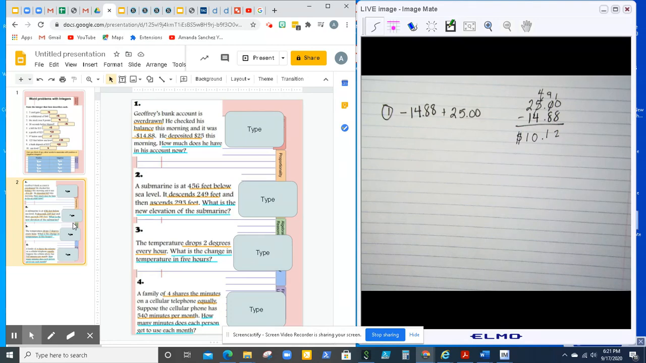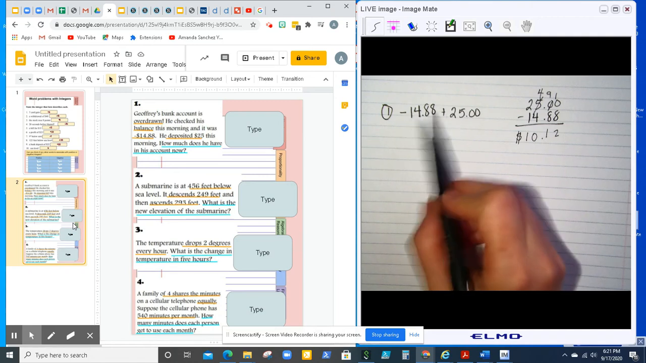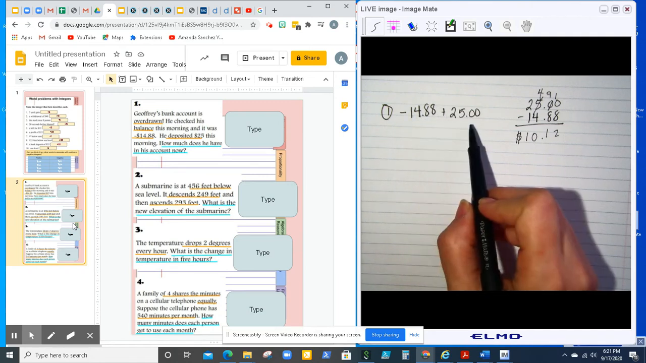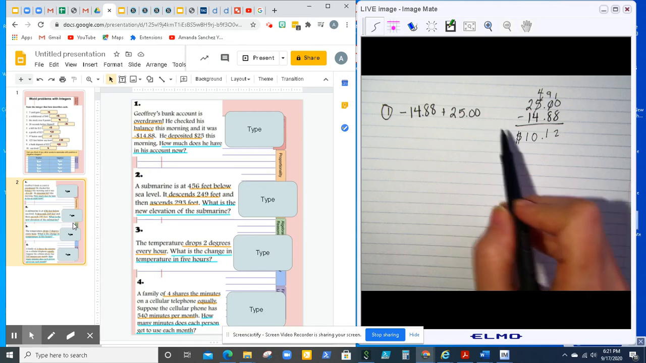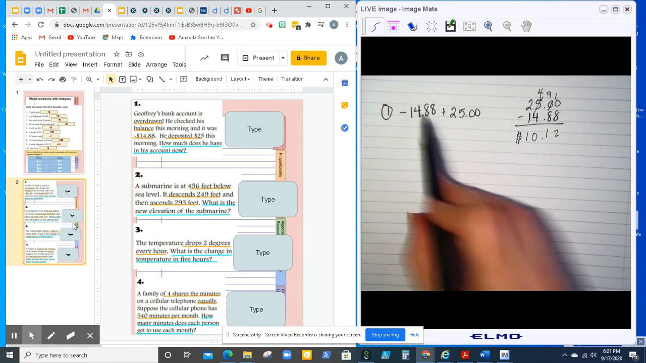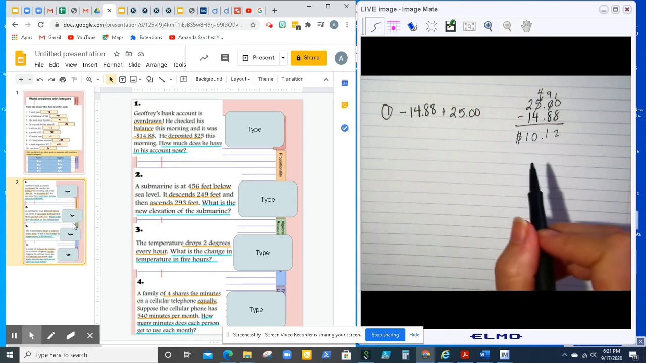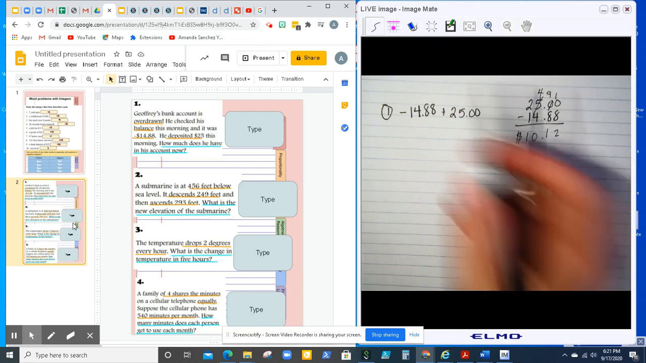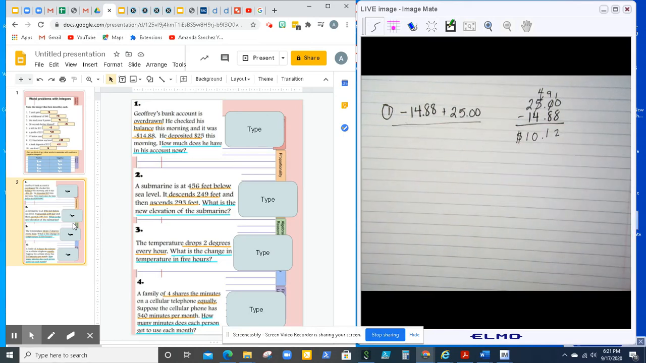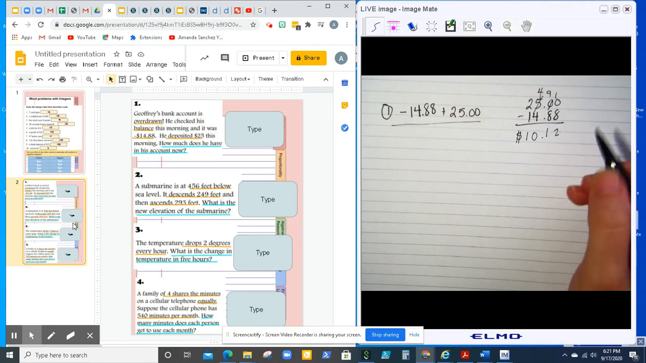Okay, so right now it's $10.12, and that's because he had spent this much. He was in debt pretty much this much. He put $25 into his account. So really now after he's paid off that amount that he was owing the bank, he only has $10.12 in his account. So in that box, if you want to type the number sentence and then put it equal to the $10.12, you can do that.